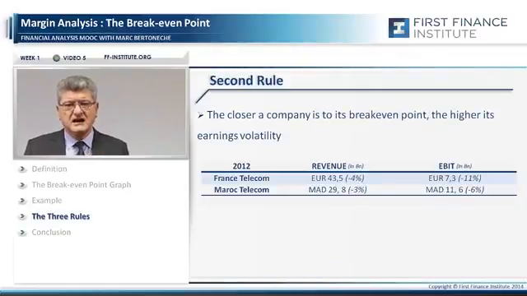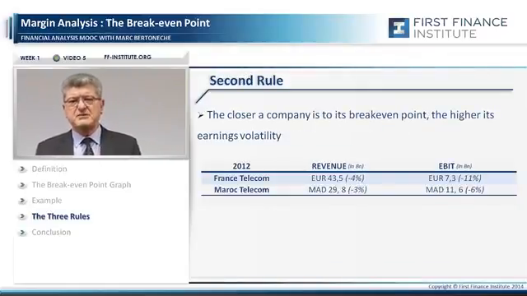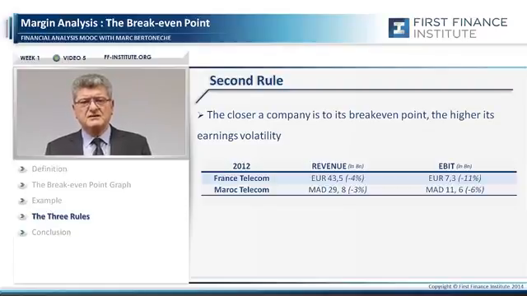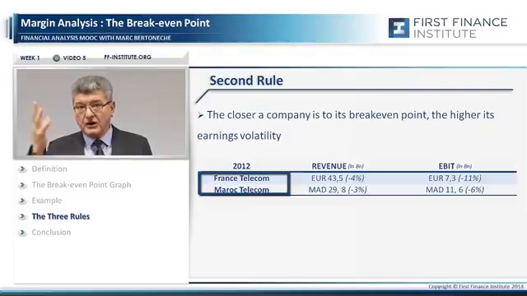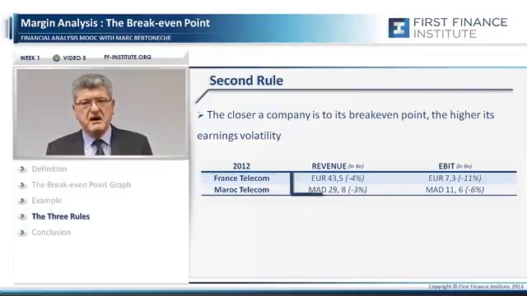Let's look now at two companies in the same industry with roughly the same change in the level of activity. France Télécom and Maroc Telecom. Revenues going down by 3 to 4%. The impact on EBIT is quite different. Minus 6% versus minus 11%. This is obviously not a question of mix of fixed costs and variable costs, as we are in the same type of business, but an issue related to the position of the company vis-à-vis its break-even point.